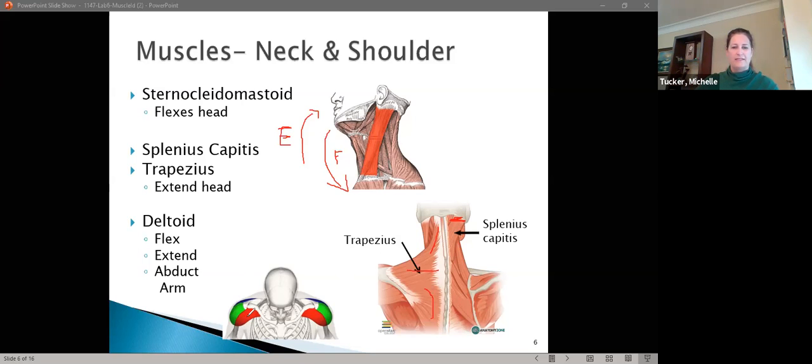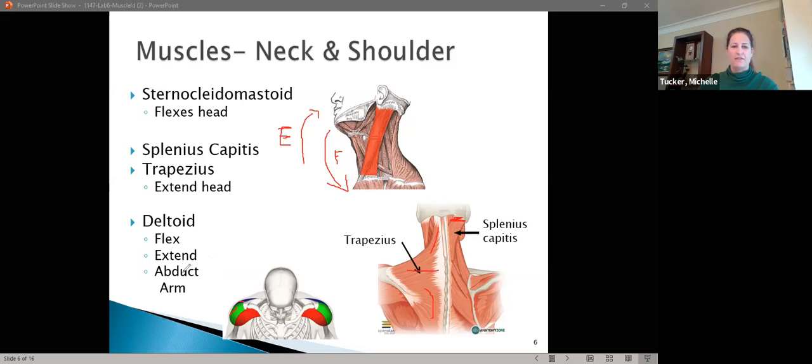Deltoid is a multi-purpose muscle. It is going to have an anterior portion, a medial, and then a posterior portion to it as well. So even though it's one muscle, it has three actions at the shoulder joint. The anterior is going to flex the arm. So when you flex at the shoulder joint, you bring the arm forward. And then the posterior is going to extend it, which means to bring that arm back.